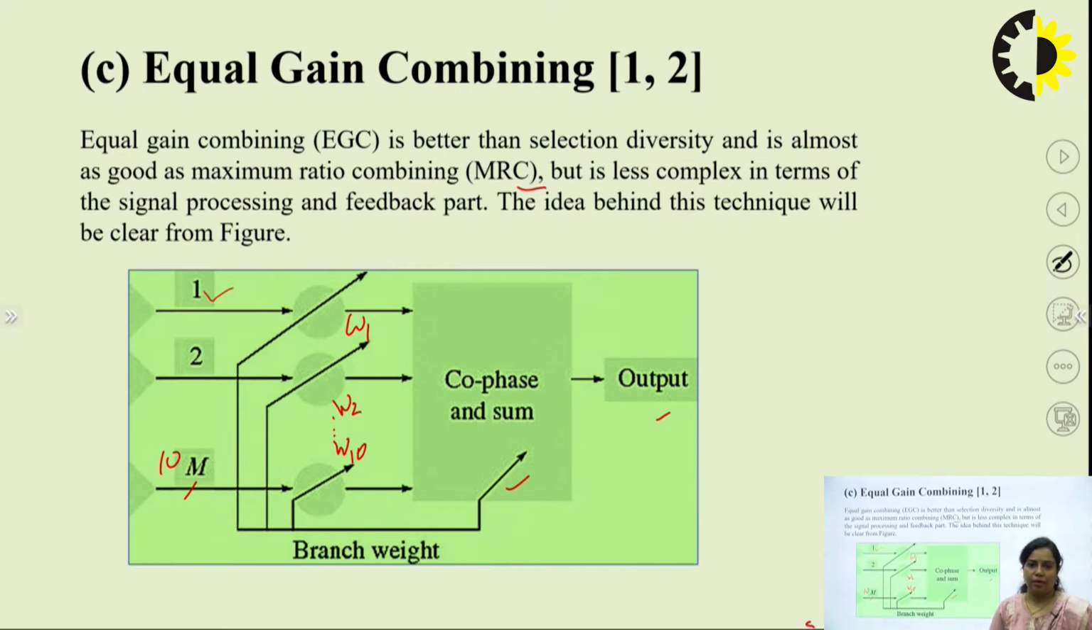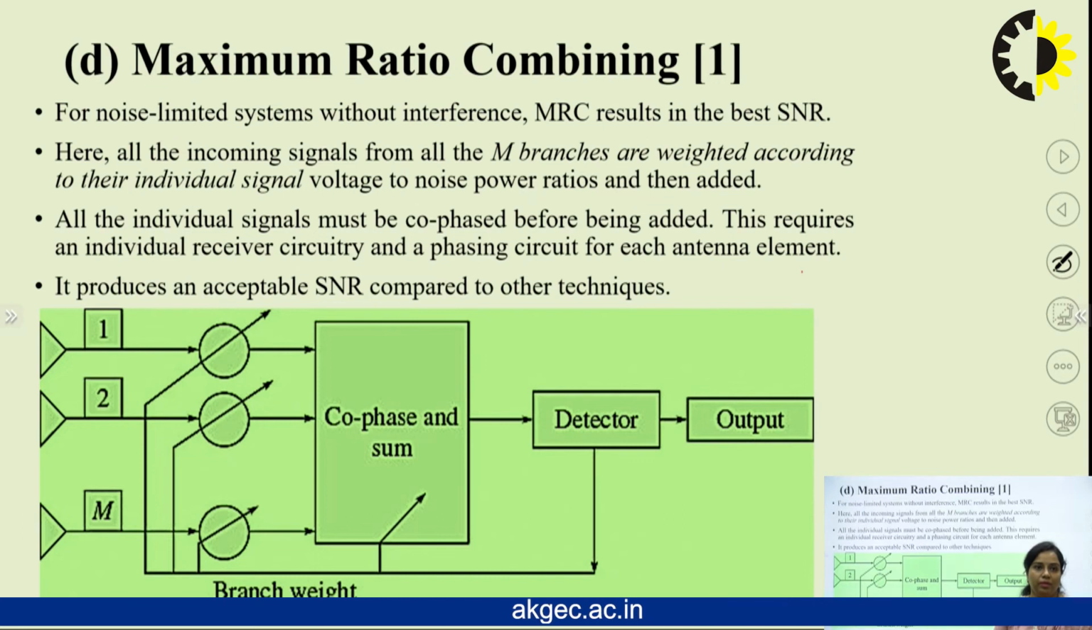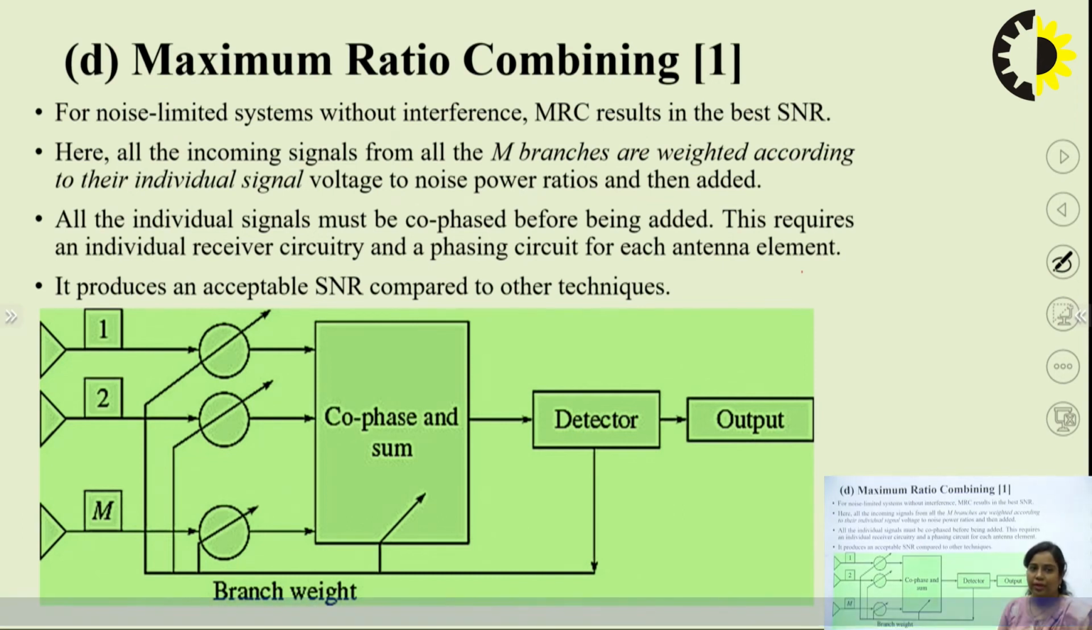So there is a kind of weighting function that has to be considered using this branch weight work. Now next one is the maximum ratio combining. In this case, for noise limited systems without interference, MRC results in the best signal to noise ratio. Here all the incoming signals from the M branches are weighted according to their individual signal voltage to noise power ratios, and then these are added together.